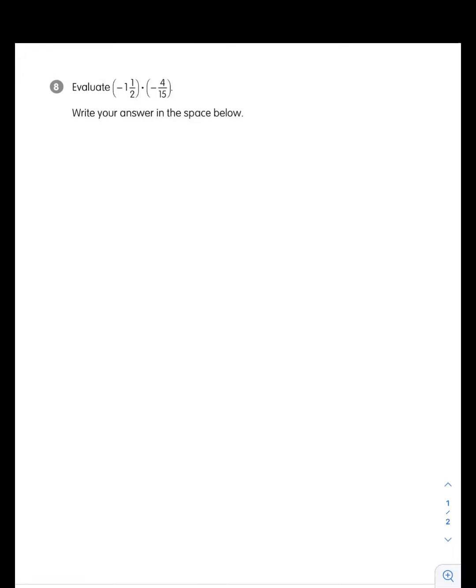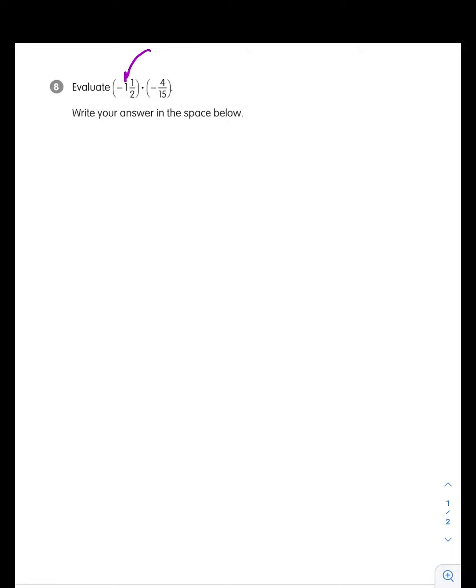Again, simple calculation. We are asked to evaluate the product, meaning we're asked to multiply. We are asked to evaluate the product of two numbers. It happens to be that both of them are negative. It happens to be that one of them, the first one, is a mixed number. The second one is a simple fraction. Do you want me to write that down?